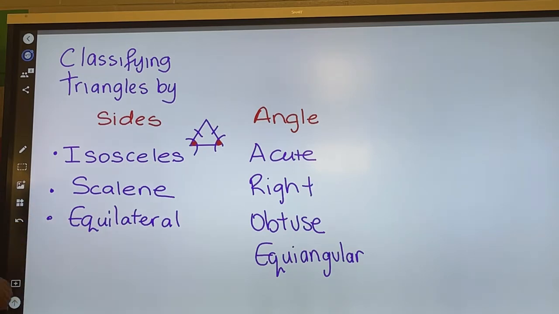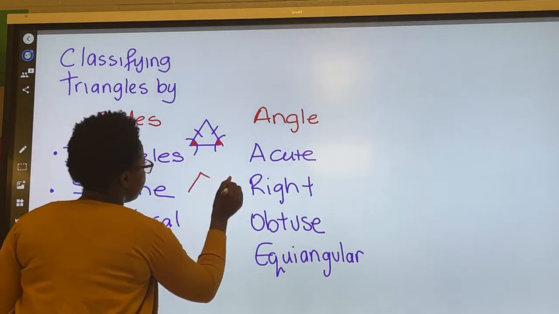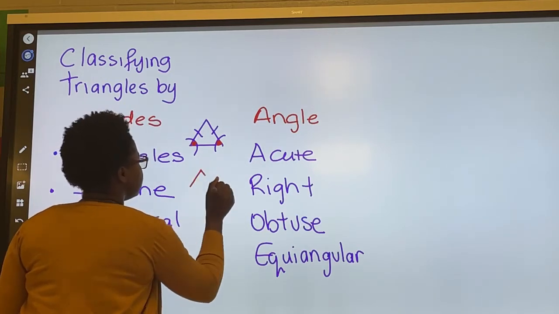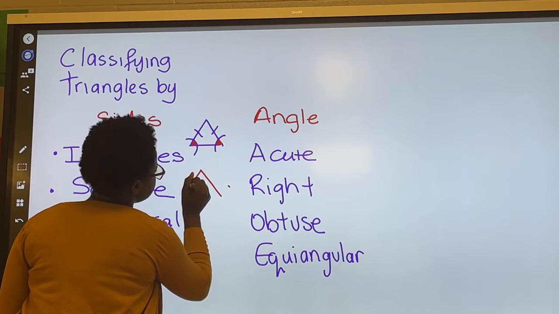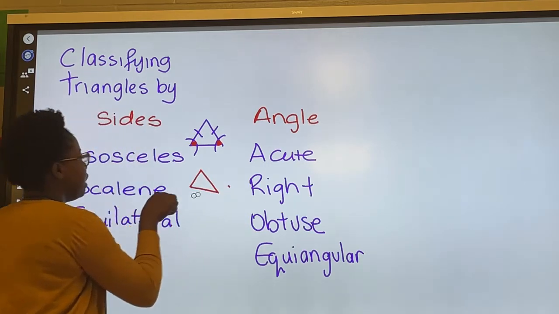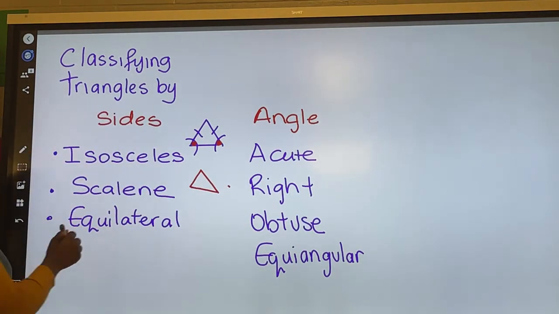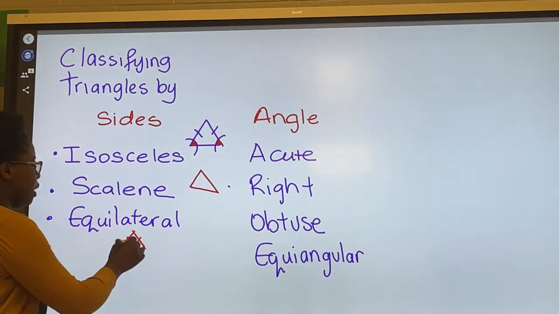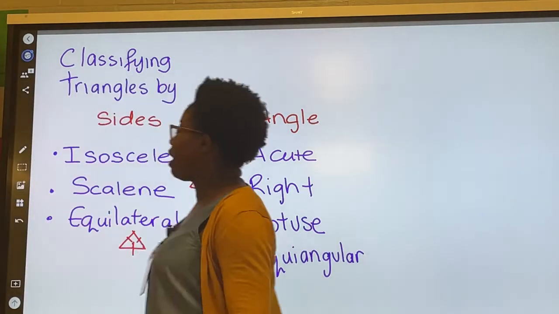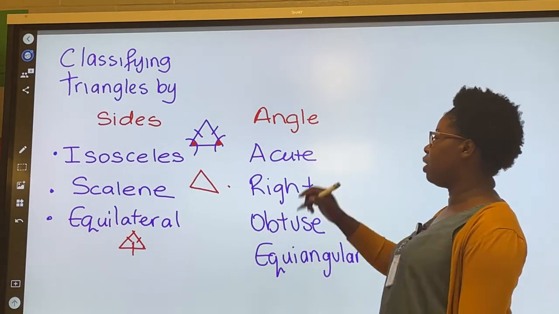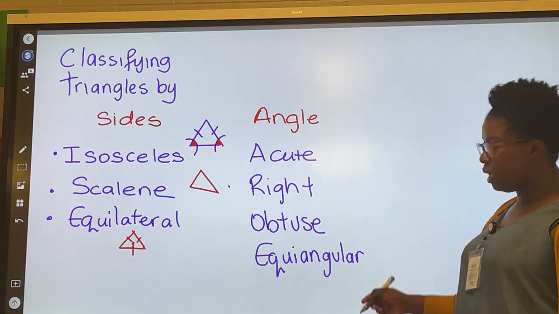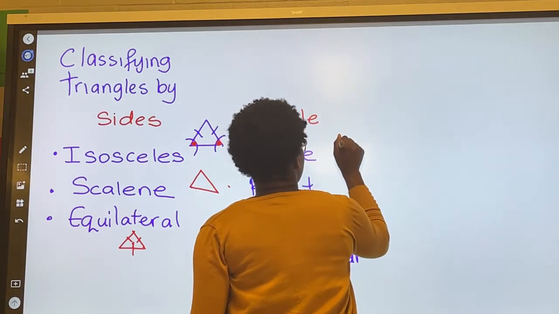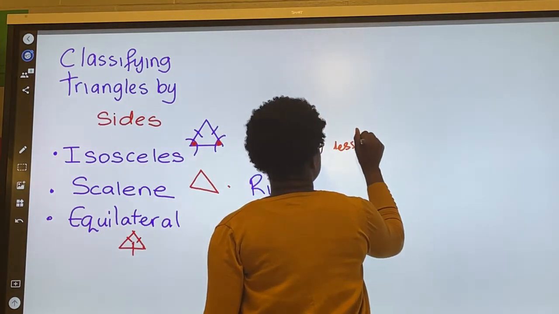For scalene, you'll know that no sides are equal. Something like over here. So for scalene, we have no sides equal, and for an equilateral triangle, we have all three sides equal, and then all three angles equal. But to classify it relating to its angle, we talk about it being acute, right, obtuse, or equiangular. So acute, the largest angle is less than 90.